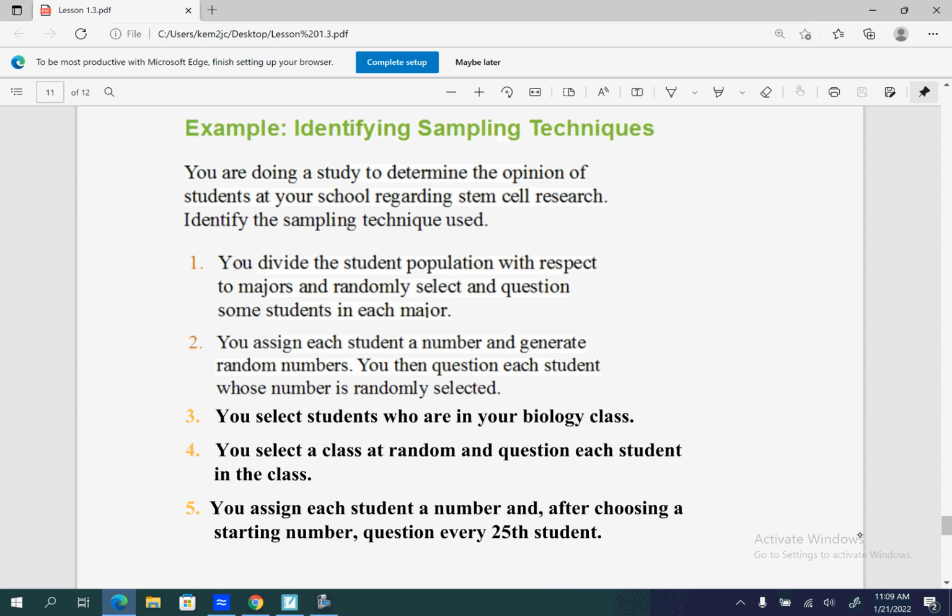Perfect. You select students who are in your biology class. That is a convenience sample. It's going to give us biased results. You select a class at random and question each student in that class. That is a cluster. So we're grouping people by class and selecting everyone within one class, within one group. And finally, you assign each student a number, and after choosing a starting number, question every 25th student. That is systematic. Good. Okay.